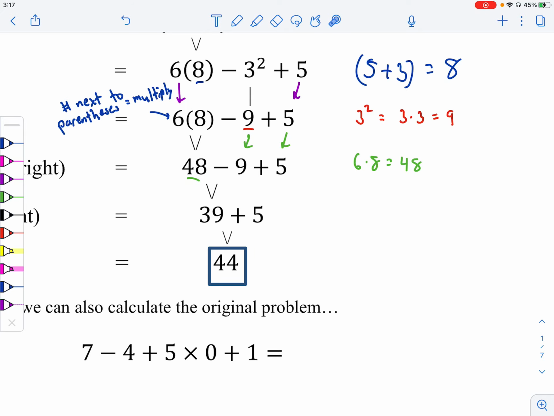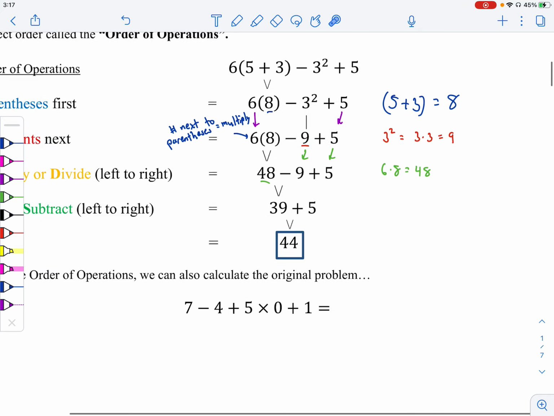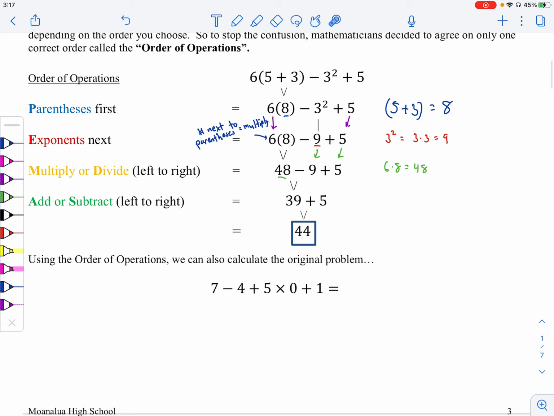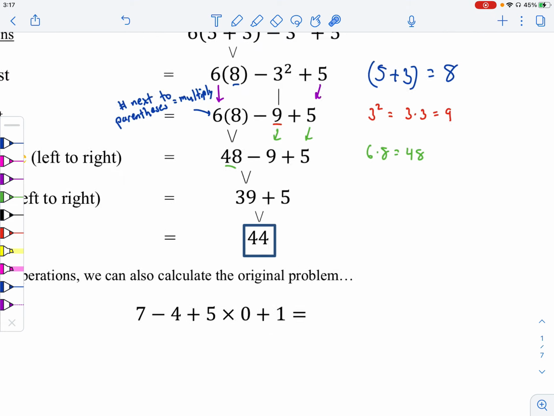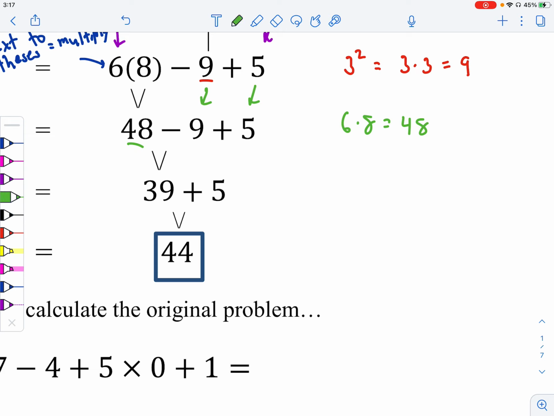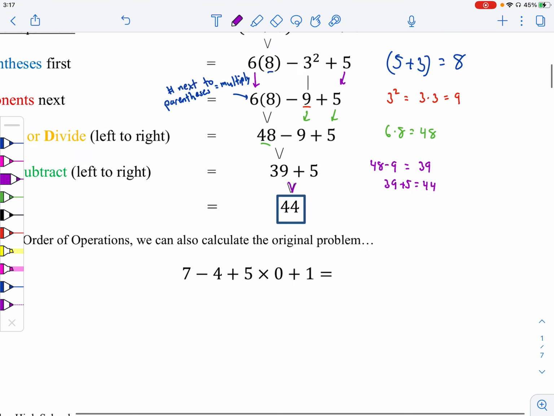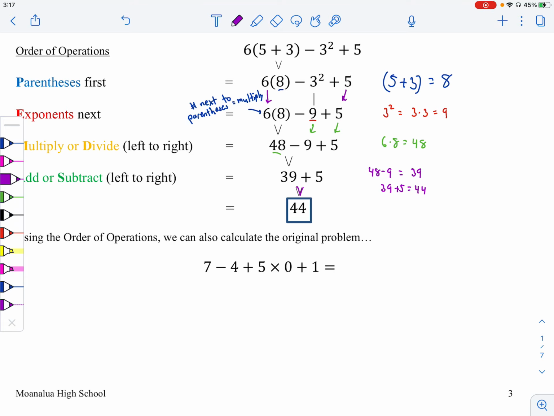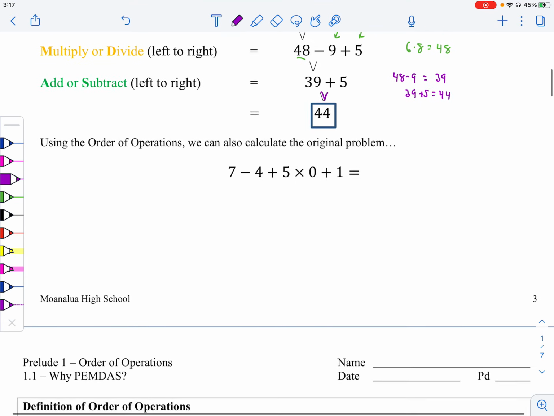Now we have a subtraction and addition. When we just have subtraction and addition, we go left to right. So we're going to do the first one first. We have to do 48 minus 9 first, and then we're going to add 5. So 48 minus 9 gives us 39, and then we take 39 and add that 5, which is 44. And that's how we got our answer. So remember, left to right. Same thing with multiplication and division. If there's just multiply and divide, we go left to right, whatever order it is.